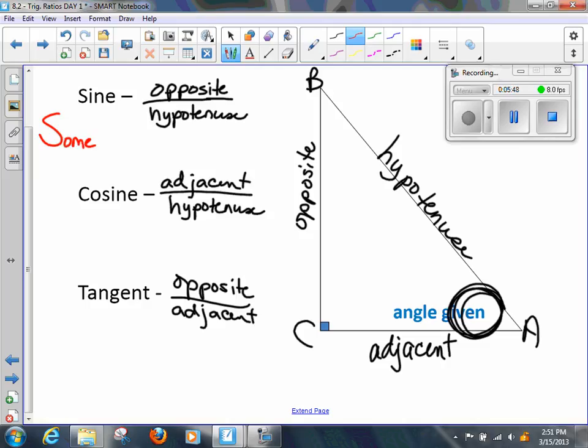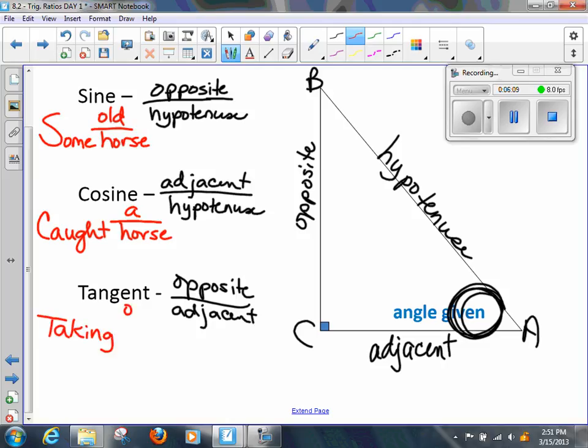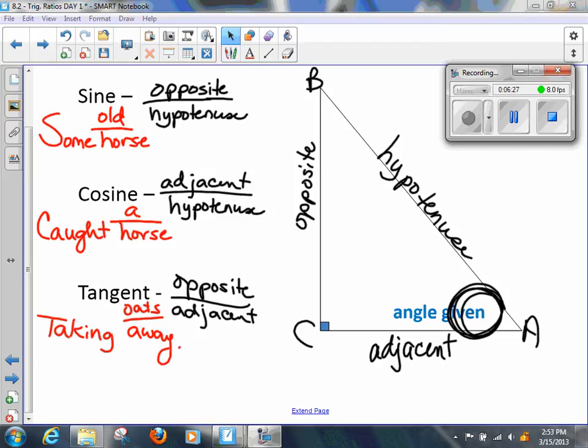Here we go. Some old horse. This is stupid, but it will help you remember. Some old horse caught another horse taking oats away. Does that make any sense at all? Nope, it doesn't, but it's kind of crazy, and you will remember it. However, remember, the order is always the same: sine, cosine, tangent. I was taught this.